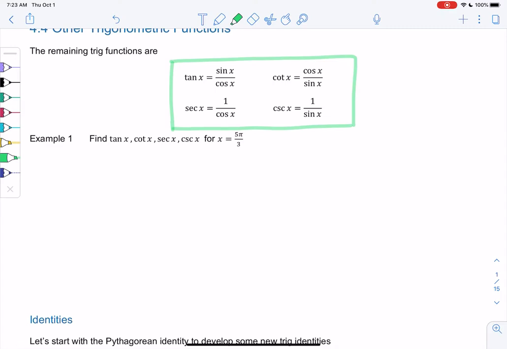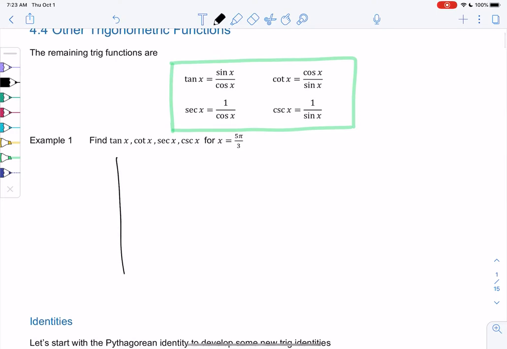So let's find these all for x equals 5 pi over 3. I'm going to get in the habit of drawing the unit circle every time. That's going to help us learn it and just identify the correct angle. So pi over 3 would be right here, right? 2 pi over 3, 3 pi over 3 would be, oops, I'm a little off. 2 pi over 3. 3 pi over 3 would be the same as pi, right? So 4 pi over 3 would be under here, and so then 5 pi over 3 would be here. If you have that unit circle to reference, that's a good thing to reference.